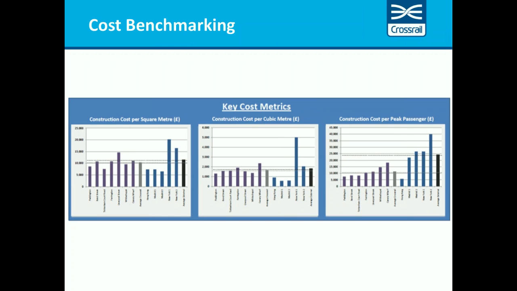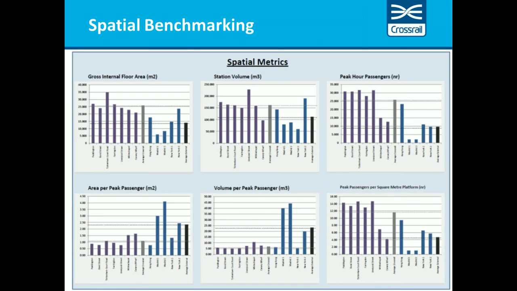What we're looking for obviously is comparative data analysis. I'm not going to spend too much time talking about it, as it's going to be covered in a future webinar that we have on commercial assurance, but here's another example of the type of benchmarking that was done at the time to support our funding requirements. We looked at spatial metrics to compare cost against things like floor area and station volume and passenger numbers.